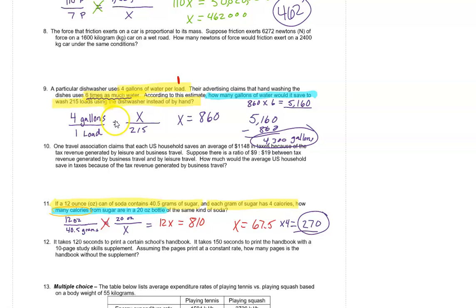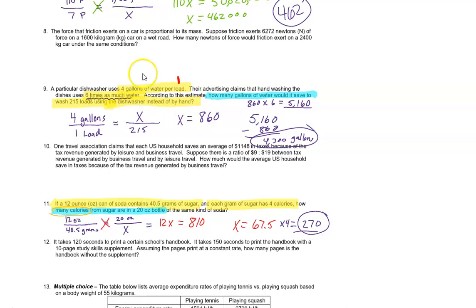They want to know how many gallons of water you'll save. Well, the first thing I need to know is how many gallons of water are used. So we use 215 loads equal to 1 load, and we figure out by doing this how many loads it uses by running the dishes in the dishwasher for 215 loads. When we cross multiply and solve, we find out that's 860 gallons of water. The question wants to know how much water would we save. In order to do that, we would have to figure out how many gallons of water would be used if we did it by hand.